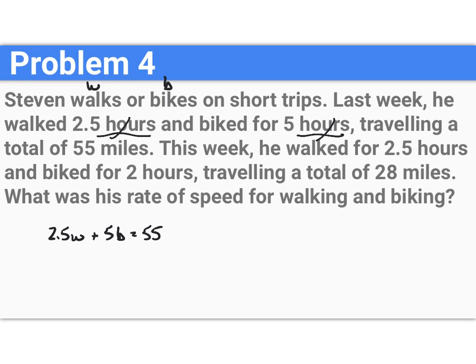Traveling a total of 55 miles. This week, he walked 2.5 hours. So 2.5, he walked again, and then biked for 2 hours, traveling a total of 28 miles. What was his rate of speed? Now, rate of speed for walking and biking. Okay. Rate of speed equals distance divided by time. So let's keep that in the back of our mind.